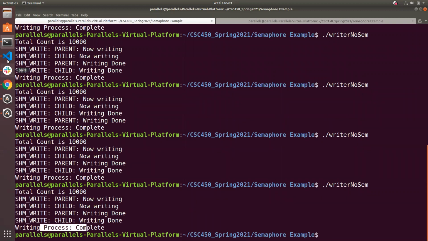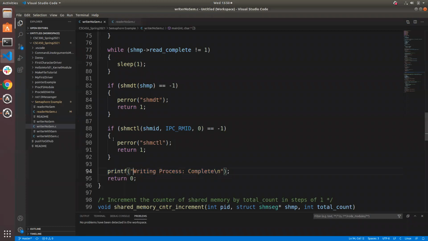Because it just got through this code right here. We were just sitting there sleeping for 1 second over and over again until somebody finally ran that other process and the read did its thing.